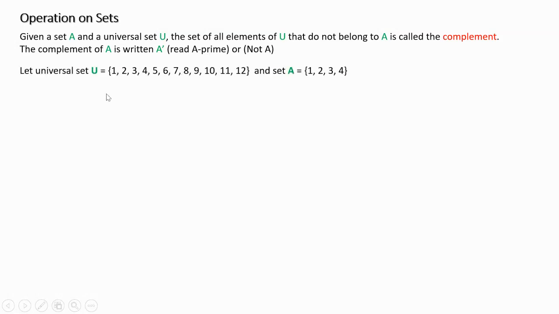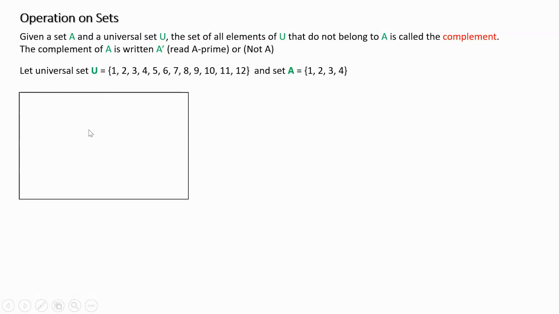For example, the universal set has the integers from 1 to 12, and set A has the integers from 1 through 4. So let me give you a Venn diagram on how this is showing. U is every element from 1 through 12 has to be in here. You see, these are the only numbers being considered, or the only elements being considered. So let's call this set A.